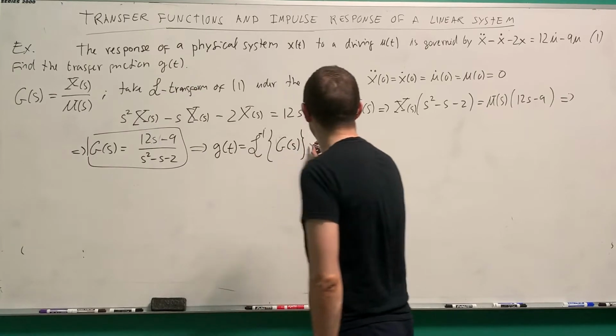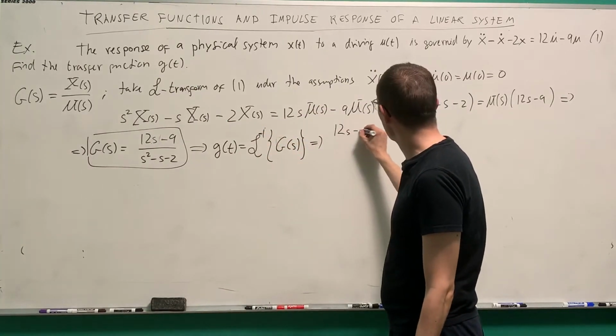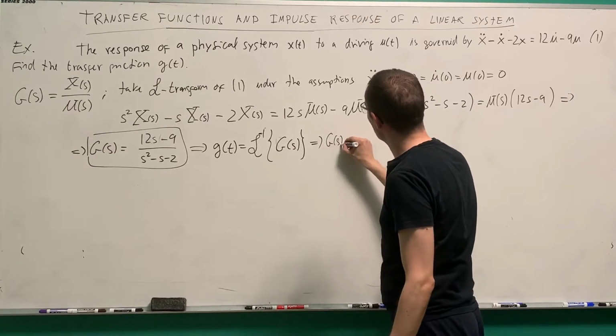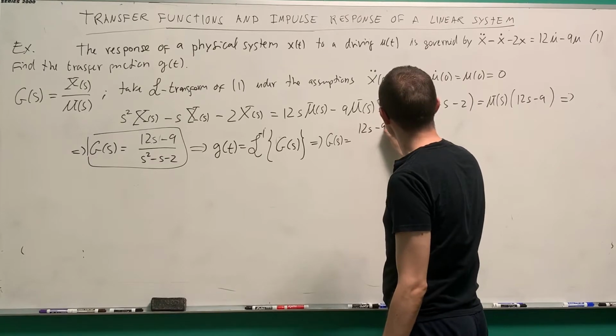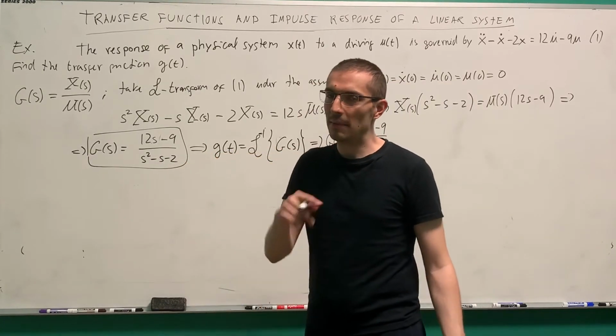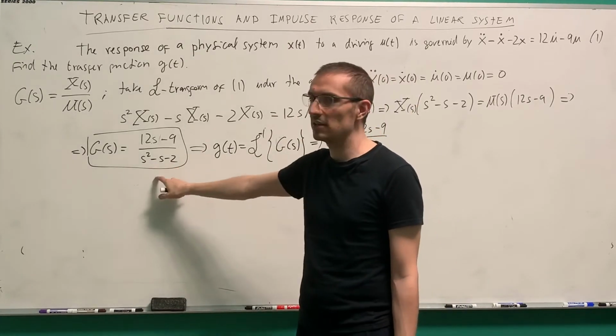Right, and for that we need to do a very simple fraction decomposition. So let's write this thing, 2s minus 9, that's G. So G(s), of course, is equal to 12s minus 9 divided by, let's write it as two factors. You can use the quadratic formula, minus b plus or minus the square root of b squared minus 4ac, divided by 2a, but this one is very easy to eyeball.